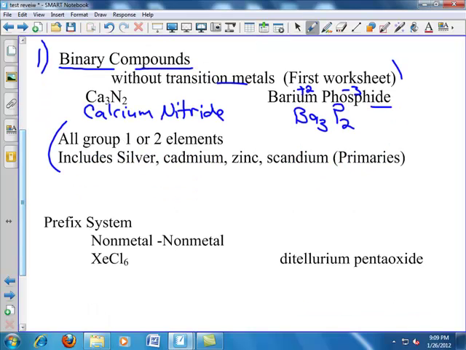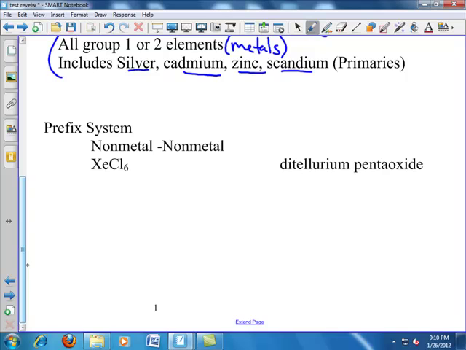Now, these are all group 1 or 2 elements, at least as far as the metals go. And they'll also include silver, cadmium, zinc, and scandium. So that's one group.